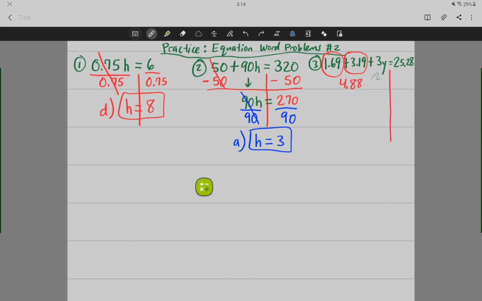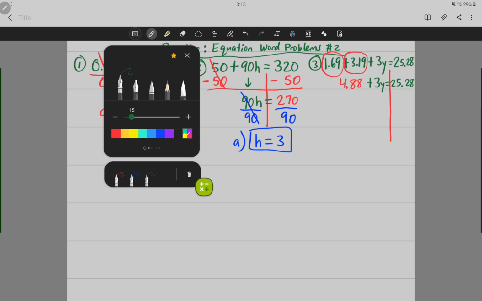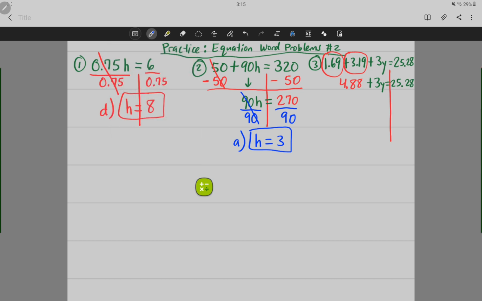Okay, so we combine that. Now, plus 3y equals $25.28. We want y by itself. However, the term next to it, that constant, is positive $4.88. So let's perform an inverse operation there. Opposite of positive is negative.